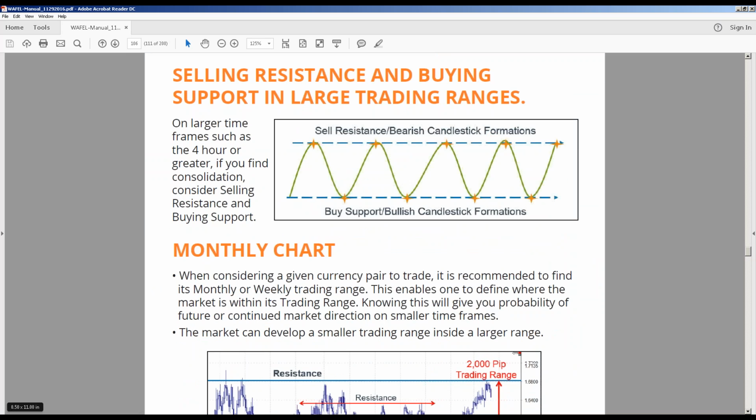Selling resistance and buying support in large trading ranges. On larger time frames, such as the 4-hour or greater, if you find consolidation, consider selling resistance and buying support. Right.